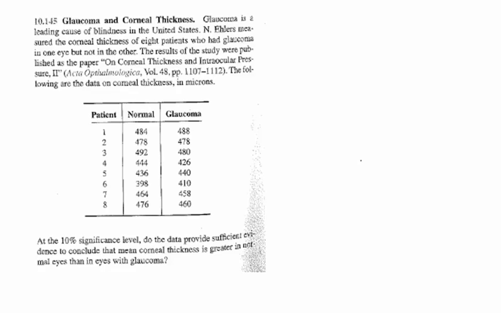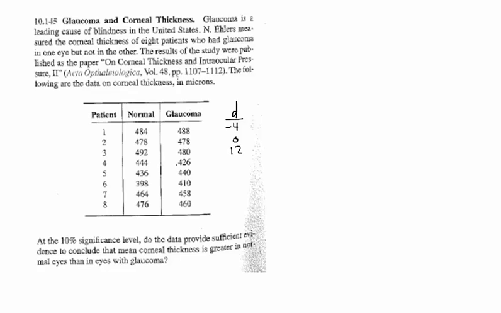So the first thing that we want to do is find the difference, because this is a difference test. So we're going to find D. In order to find D, I'm going to do normal minus glaucoma. So we have 484 minus 488 is -4. 478 minus 478 is 0. 492 minus 480 is 12.